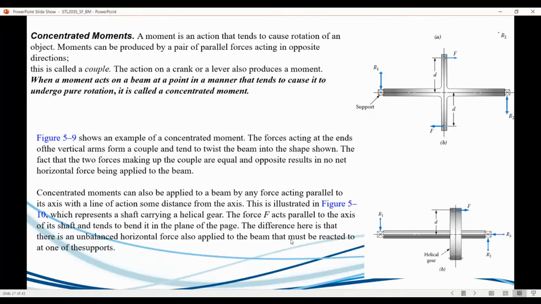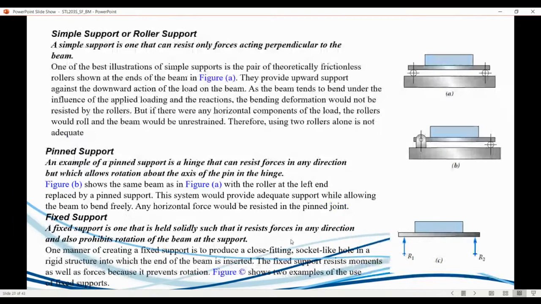I think we've got an example there. We've got a gear and a support, and they say there we've got a shaft carrying a helical gear, and the force F acts parallel to the axis of the shaft and tends to bend it in the plane of the page. So that tangential force acting parallel to the axis, the force times the distance, is producing a moment that wants to bend the beam, downwards in this case. The difference here is that there is an unbalanced or horizontal force also applied to the beam that must be reacted to at one of the supports. Anyway, so you also get a moment on the beam.